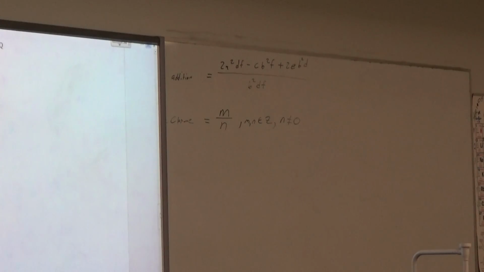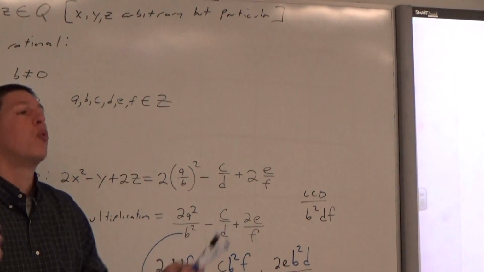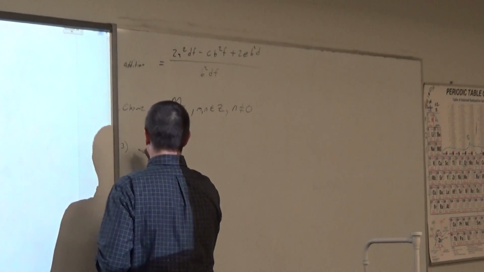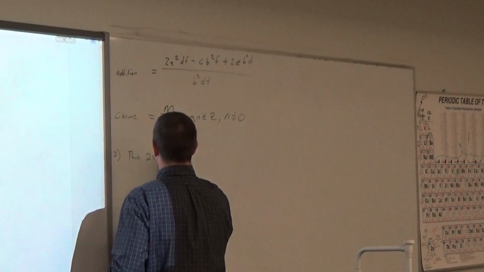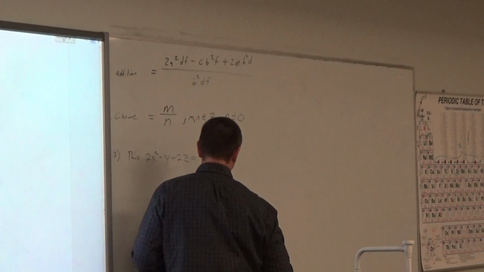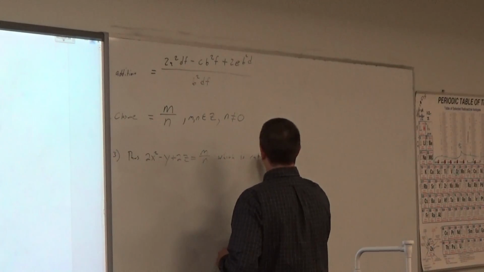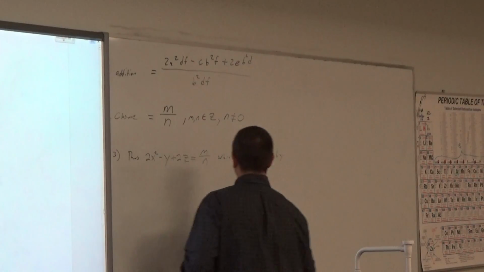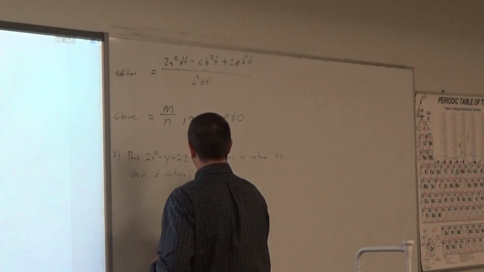Okay. All right, guys. Isn't it clear that this form right here, 2x squared minus y plus 2z, is equal to m over n, which is rational by the definition of rational? We're done. Okay? So for step 3, we would say thus, 2x squared minus y plus 2z is equal to m over n, which is rational by the definition of rational. And we're done.